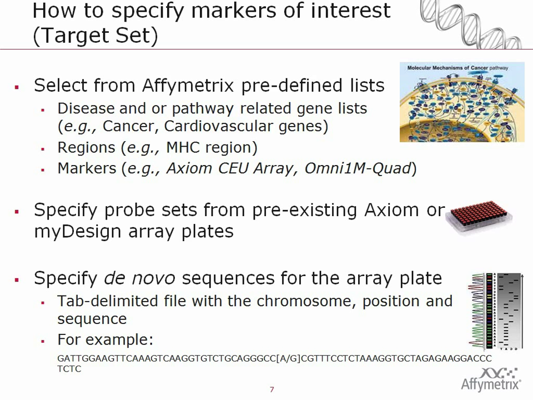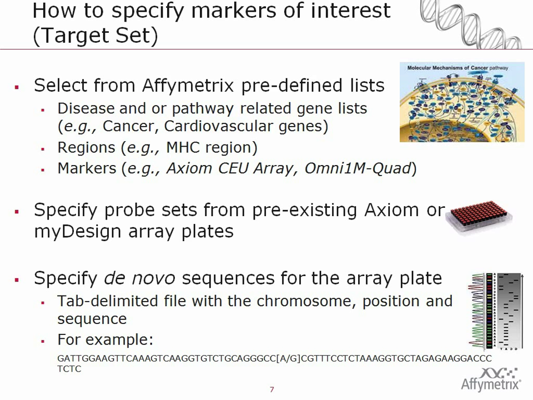There are three more less popular routes to specifying markers of interest or the target set for the array. The first is you can actually use predefined lists that Affymetrix has provided. These are associated with a couple of diseases or pathways, some known regions, and then there's also lists of markers associated with arrays, either from Affymetrix, other Axiom arrays, or historic arrays, or even from some of our competitive arrays. Second mechanism is that you can actually specify specific probe sets from pre-existing either Axiom or myDesign arrays, simply by identifying the probe set ID and the design name or the array name, and then that actual probe set will get reused on your myDesign.